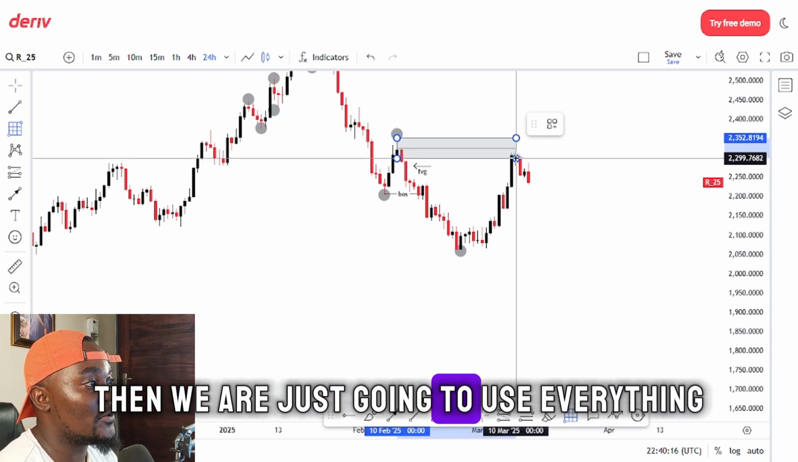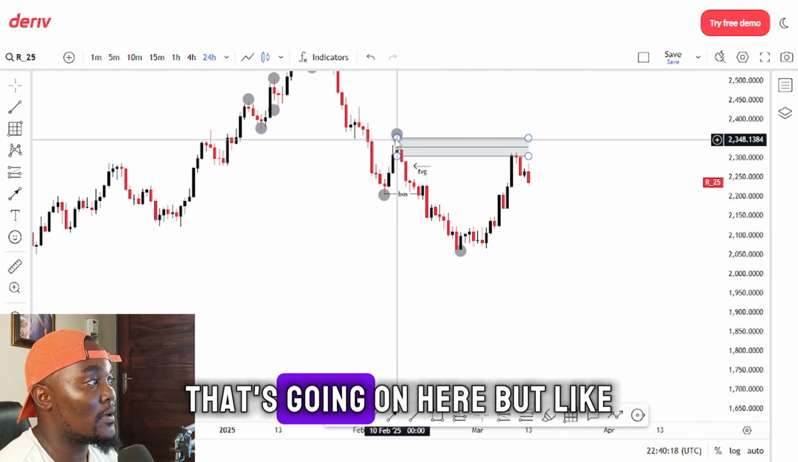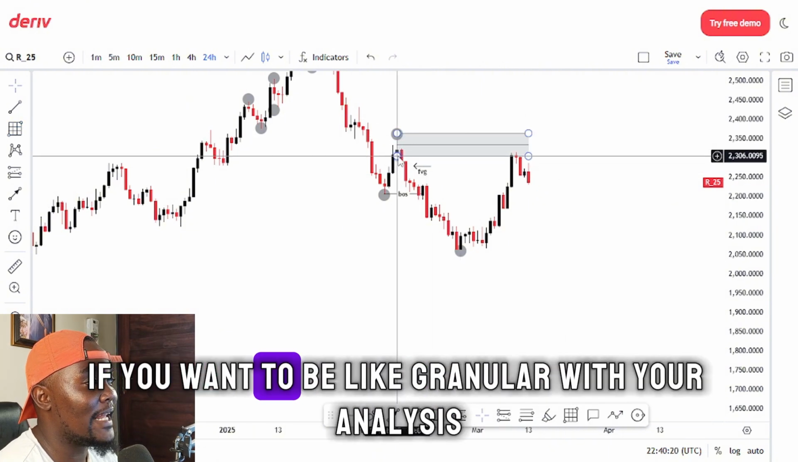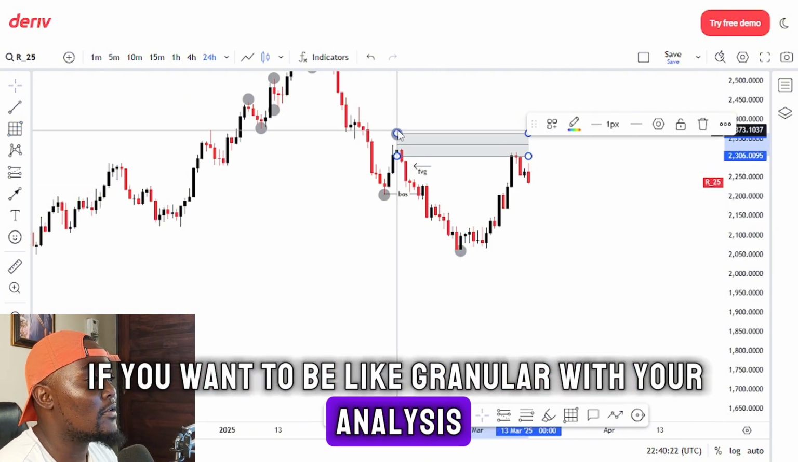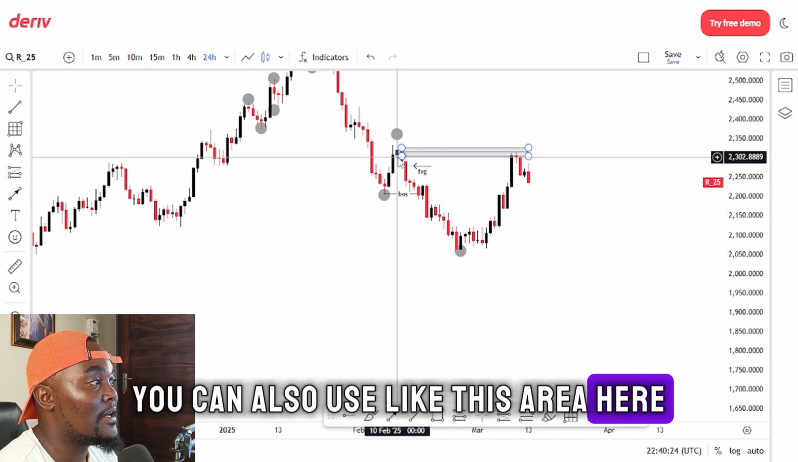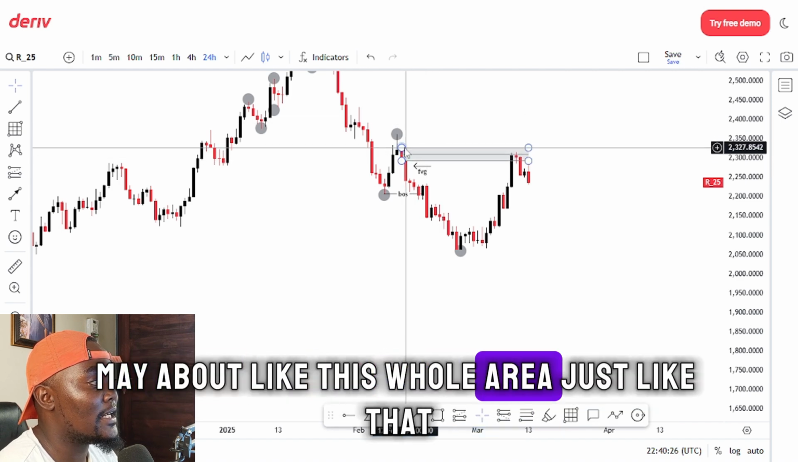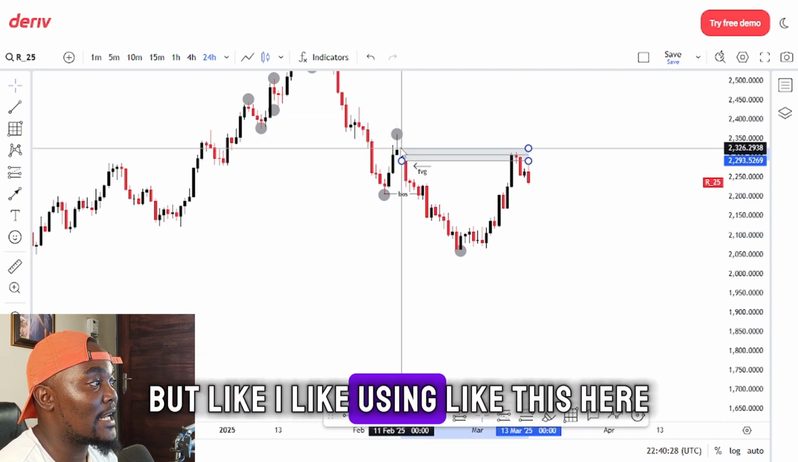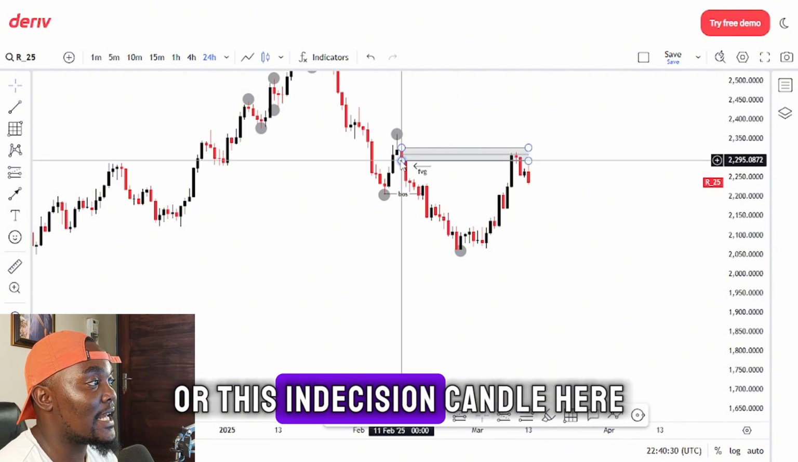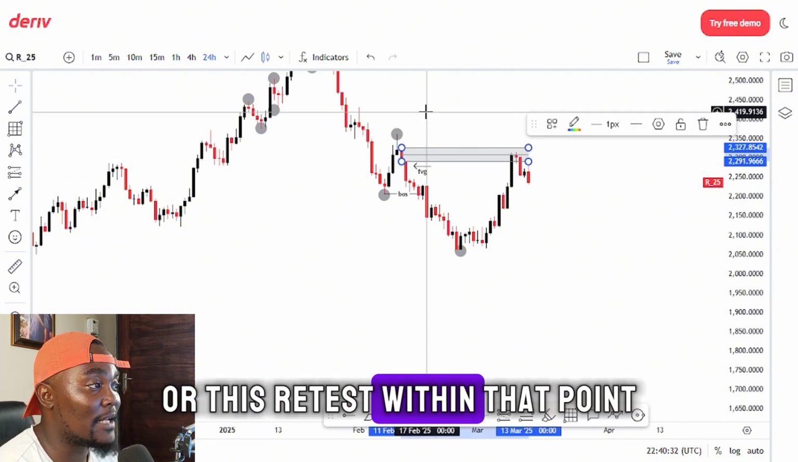Then we are just going to use everything that's going on here. But if you want to be granular with your analysis, you can also use this area here, map out this whole area just like that. But I like using this here, or this indecision candle here, or this retest within that point.